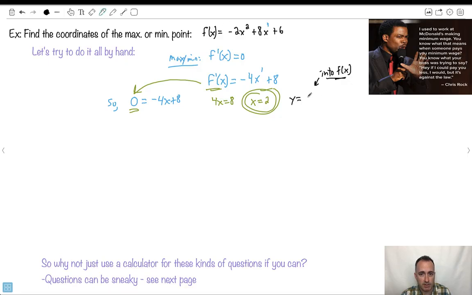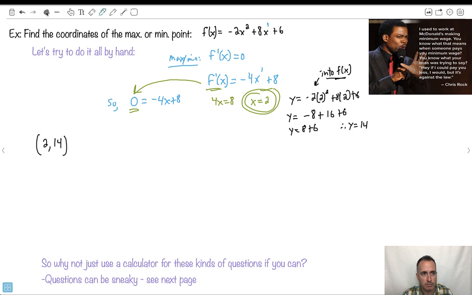So it's going to be minus 2 times 2 squared plus 8 times 2 plus 6. 2 to the power of 2 is 4, times minus 2, which is minus 8. 8 times 2 is 16, plus 6. 16 minus 8 is 8, so 8 plus 6. Therefore y equals 14. So my point must be 2 comma 14. This must be my answer, my max or min.